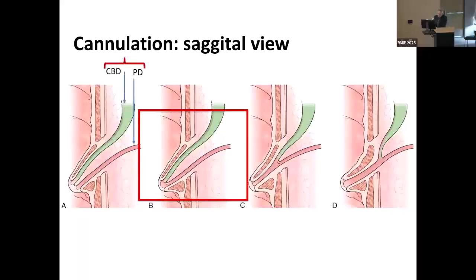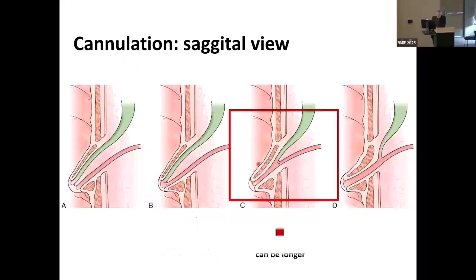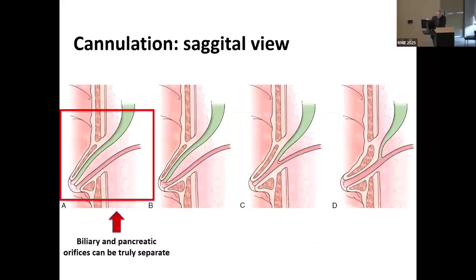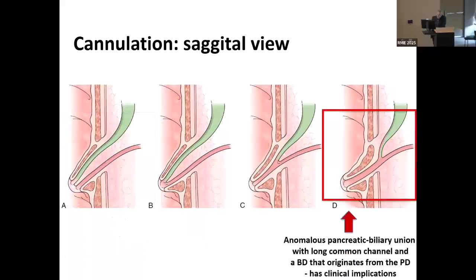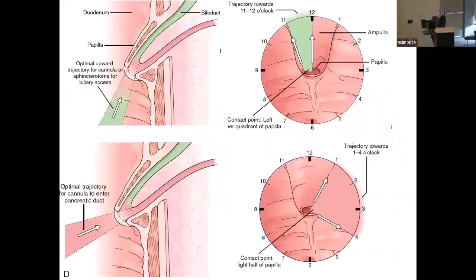Okay. So the cannulation, this is a sagittal view, just to orient you. Bile duct in green, pancreatic duct in pink. Most commonly, there's a short common channel separated by a septum. The common channel can be, however, longer, and you'll see this as you proceed with the cannulation attempts. And biliary and pancreatic orifices can, in fact, be truly separate, and not all patients read the textbooks. They may not be exactly where they should be. You have to keep that in mind for difficult cases. And finally, anomalous pancreatic biliary union with a long common channel and bile duct that originates from the pancreatic duct itself has clinical implications, as you know, for a number of risks for biliary neoplasms and so on. We won't go into details for that today.